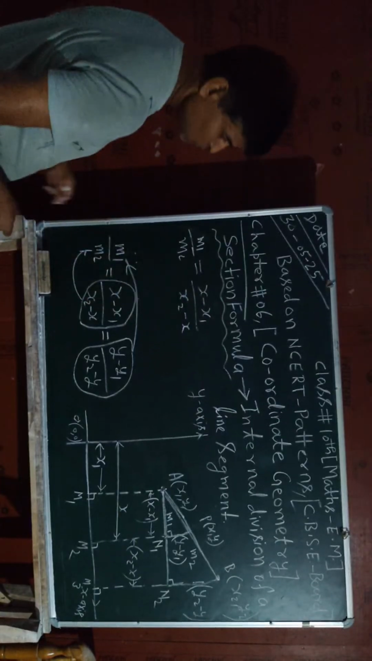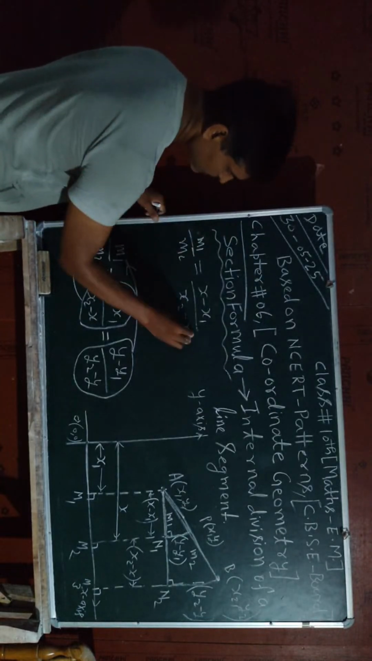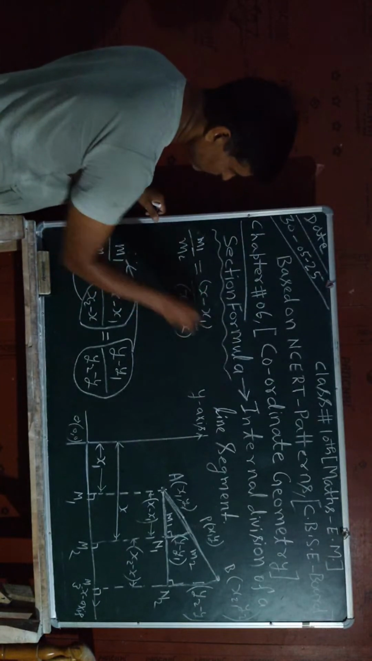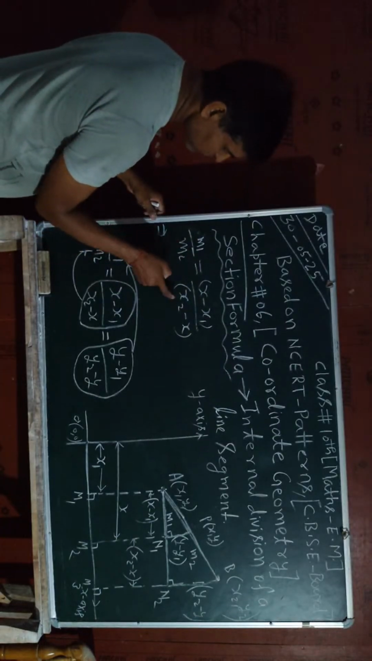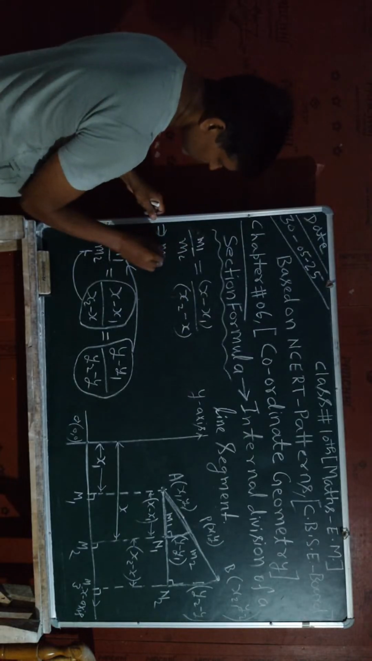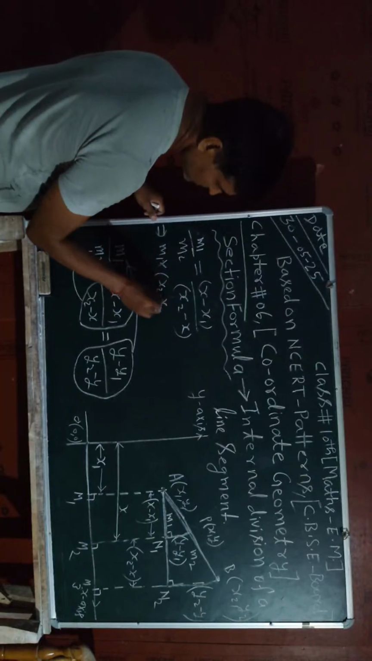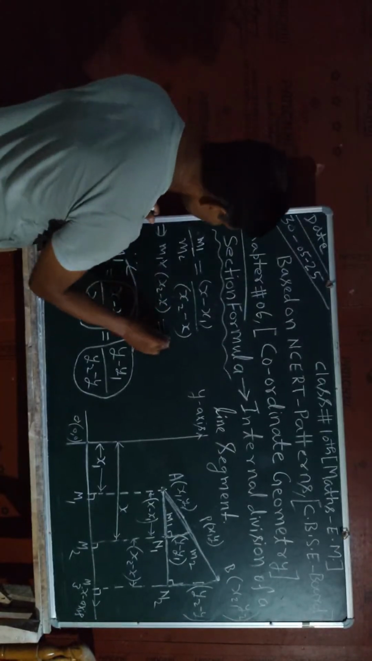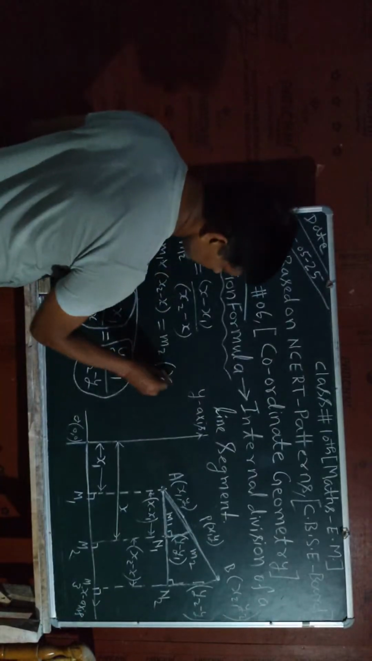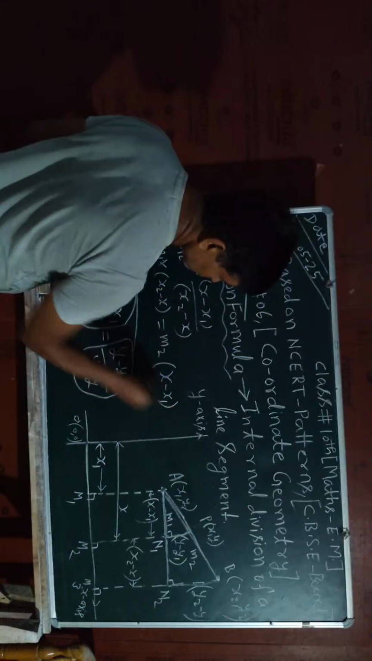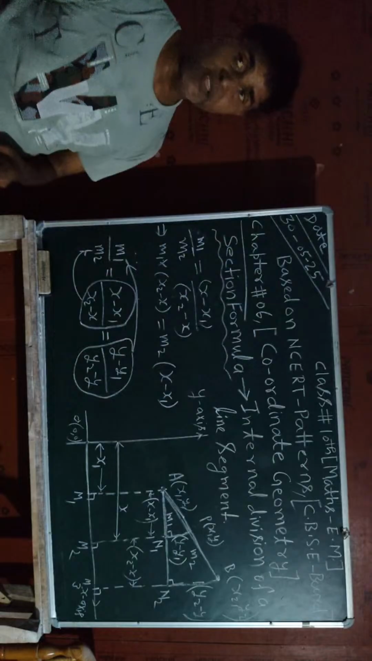Okay students, so further I will simplify. I will multiply with these two terms, and also with these two terms, so I will do cross multiplication. So m1 into x2 minus x is equal to m2 into, in the bracket, x minus x1. Okay students, after simplifying, I will get the value of x.